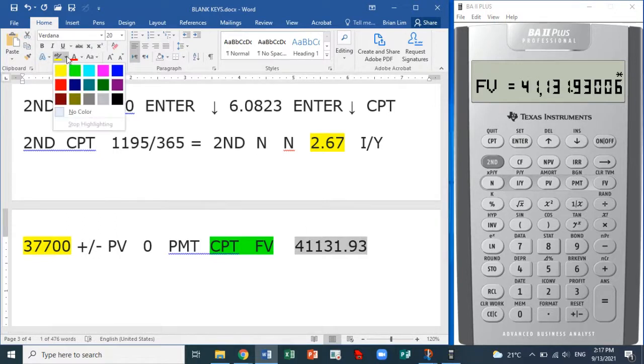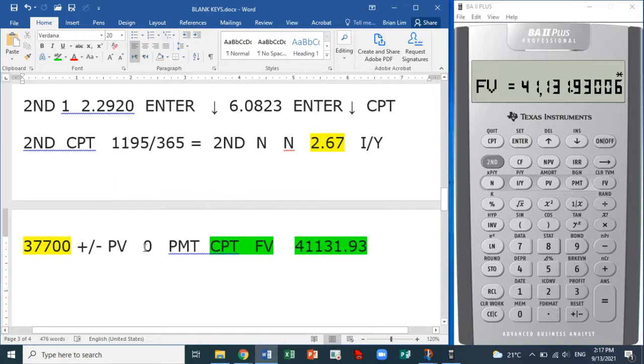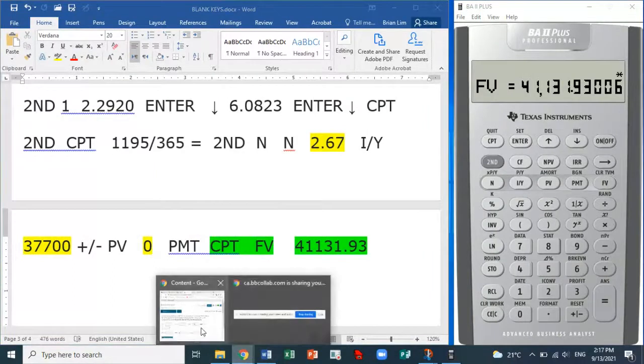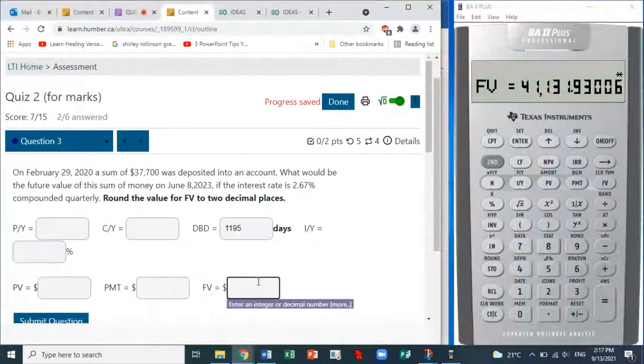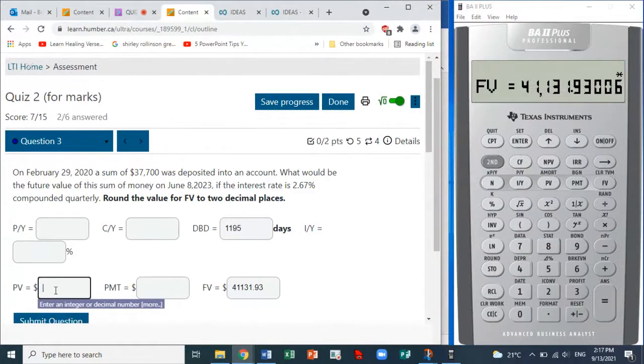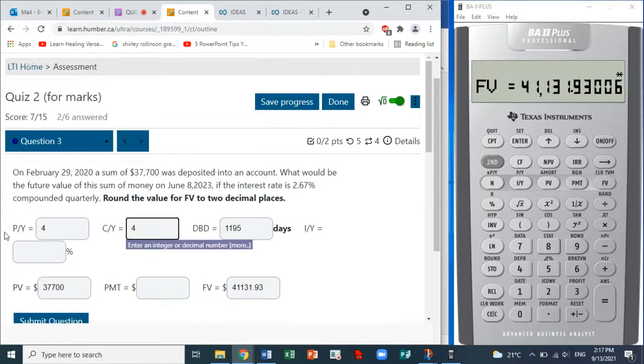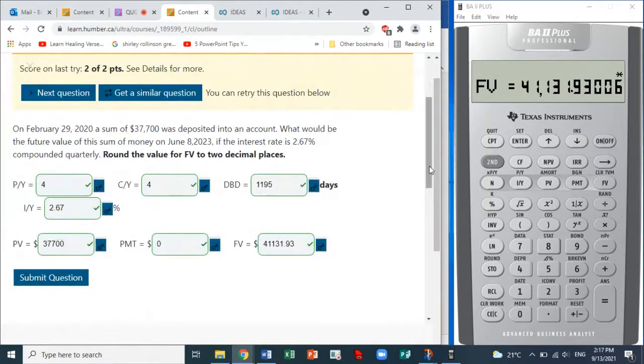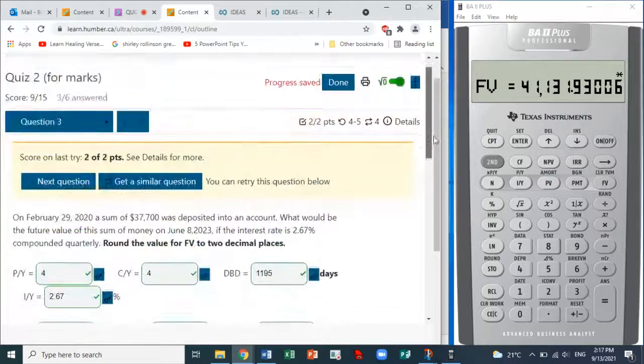I'm hoping that would be correct. Maybe you should also highlight this 0 there to complete our calculations. The future value would be there. The present value is 37700. The PY and CY, it is compounded quarterly, so that would be 4. That would be 4. The interest rate is 3.67. PMT is 0. Let's submit the question, and we are correct.